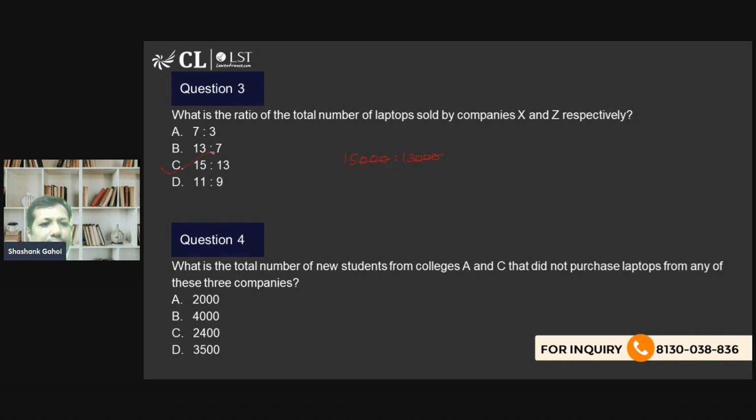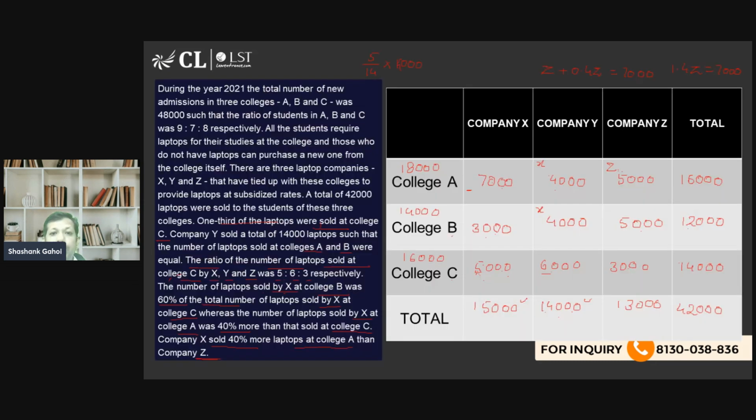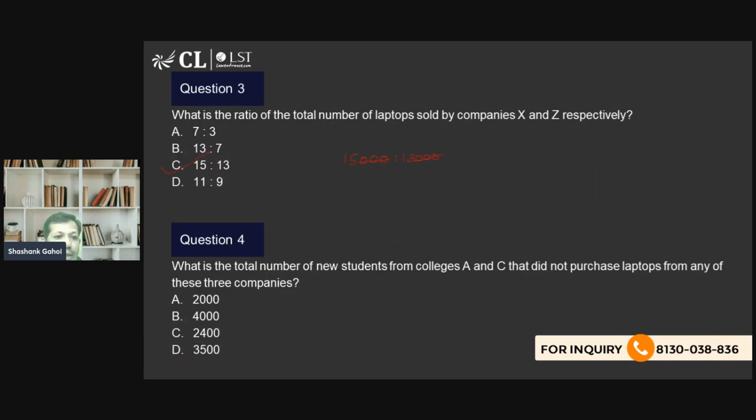Okay. What is the total number of students from college A and C who did not purchase a laptop from any of these companies? Okay. So college A had 18,000 students, and out of that 16,000 are buying laptops. So 2,000 are not buying. Same for college C, 2,000 are not buying. So what is the total number of people who are not buying the laptop? That is going to be 4,000. That's option B. And that's how we can solve the question. Our answer of this question is going to be option B.